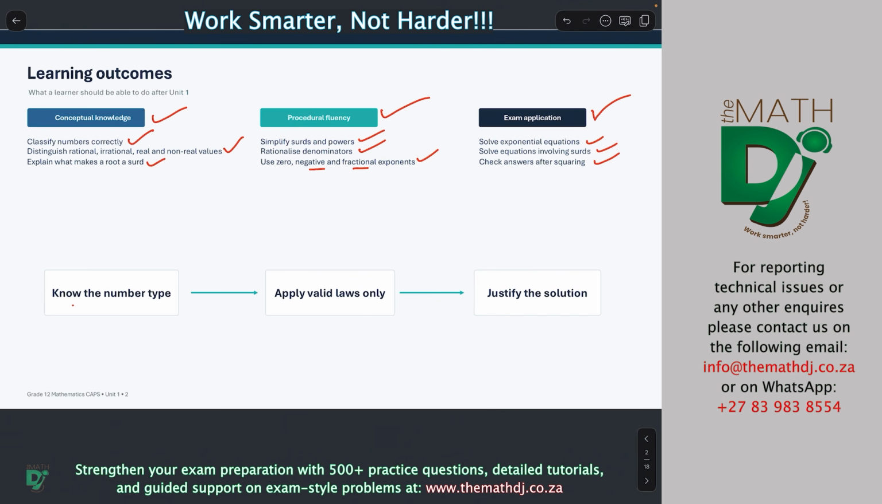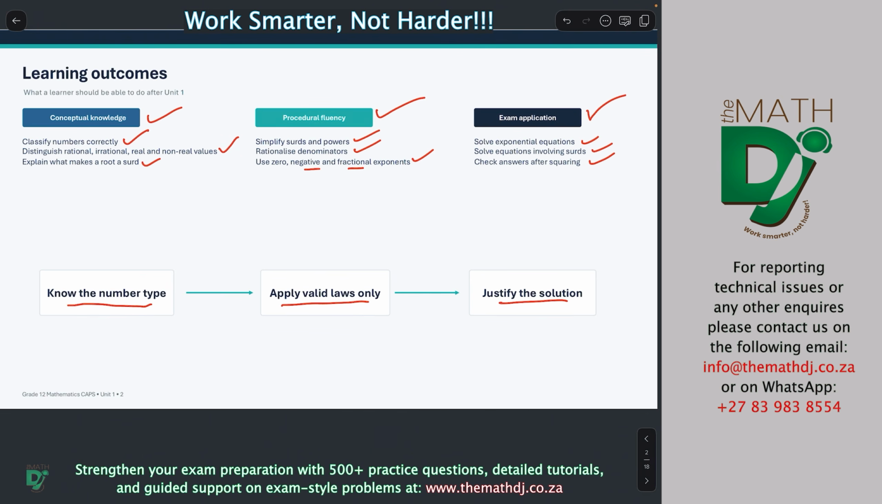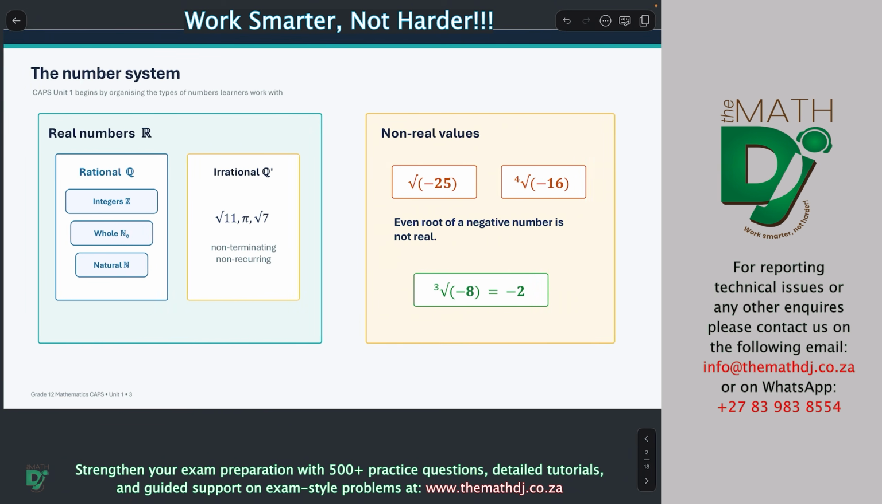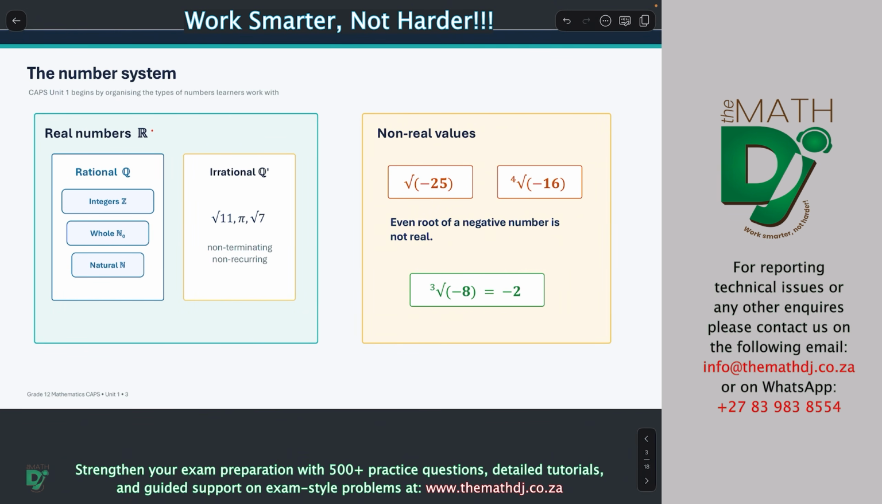What's going to happen is you must know the number type, then apply valid laws, whether exponent laws or surd laws, operations with multiplication and division and so on. Then you justify the solution. This is more like what we're going to be doing under Unit 1. So these are the learning outcomes. Let's go to the number system.